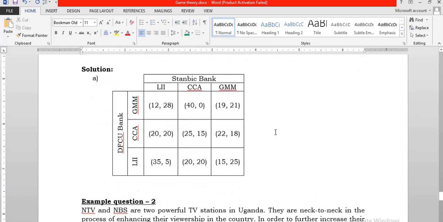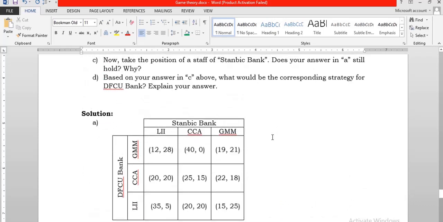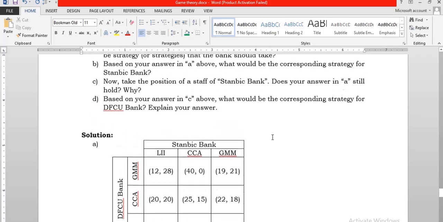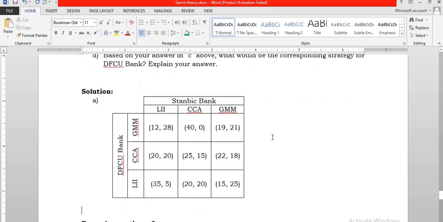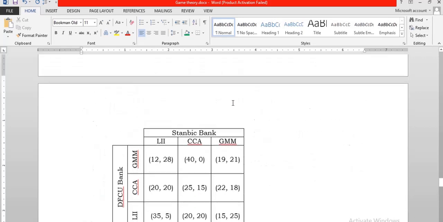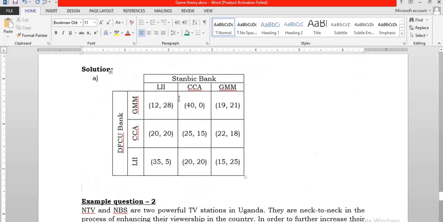Now, here, what we want is to find out, I've already been told I should take the position of DFCU bank. In this case, if I take the position of DFCU bank, that means I ignore the payoffs of the other bank. I just focus on the gains of DFCU Bank and the losses of Stanbic Bank. So these are 40 customers I'm talking about. You see that these payoffs are all totaling to 40. 12 plus 28 is 40, 40 plus 0 is 40, 19 plus 21 is 40, 20 plus 20 is 40, 25 plus 15 is 40, the rest are also 40, 40, 40. That means therefore the gains of DFCU Bank and the losses of Stanbic Bank in terms of number of customers.